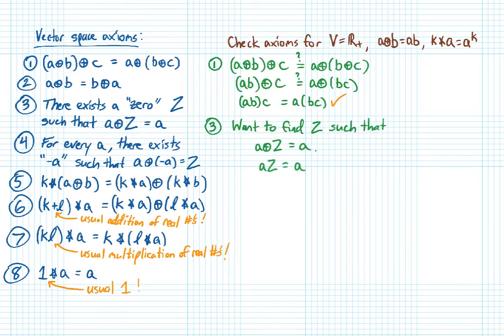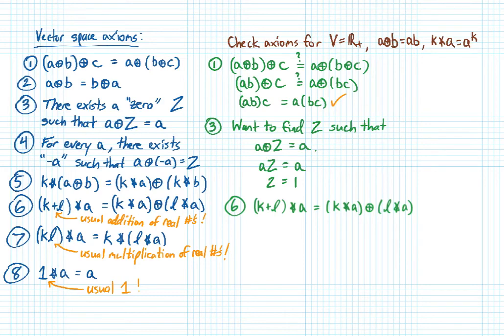And because in this case the weird addition is just multiplication, we get that a times z is equal to a. So now what we want to do is solve for z, and of course we get that z is equal to 1. So this is interesting. In this weird vector space, the 0 is actually 1. All right, I'll do one more of these and leave the rest as exercises for you.